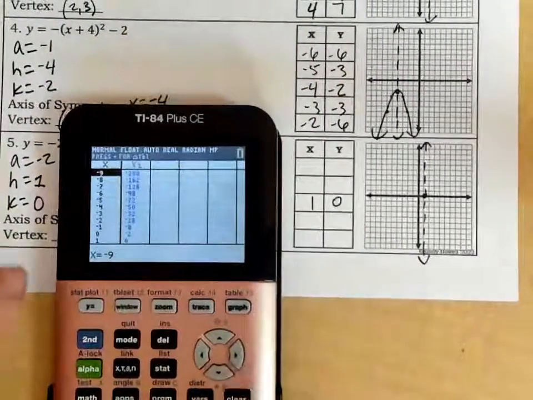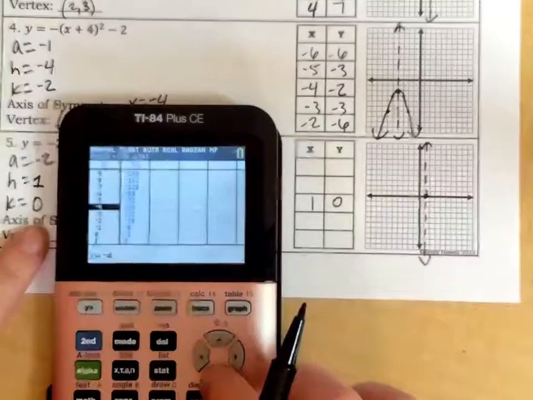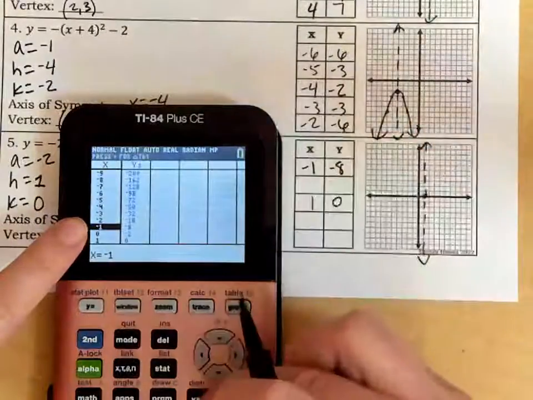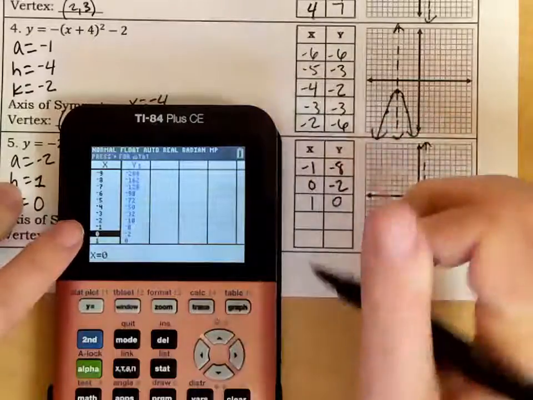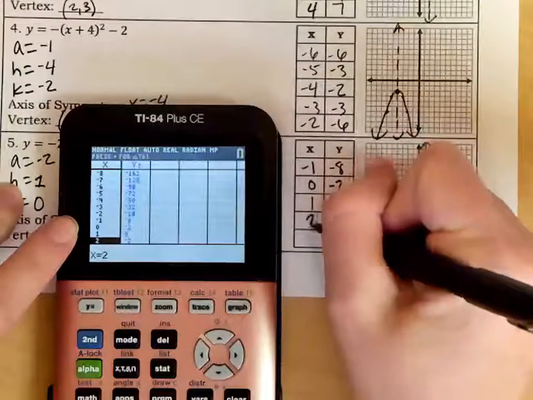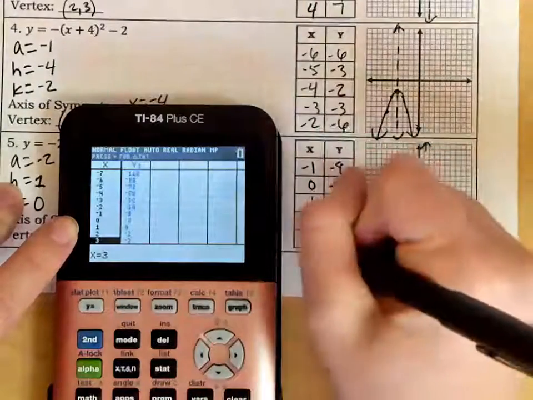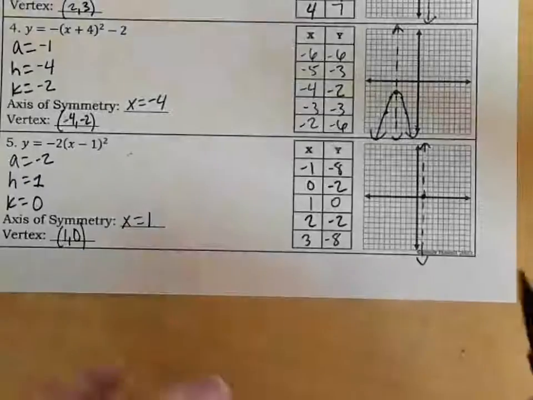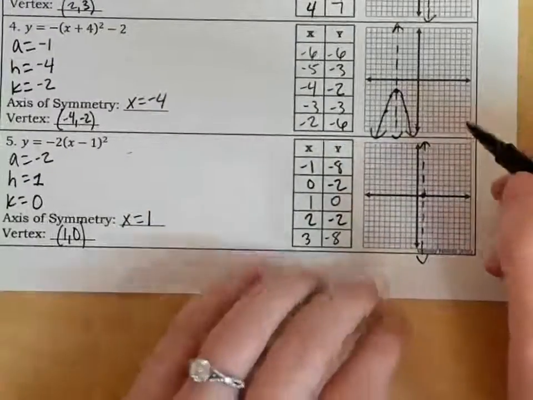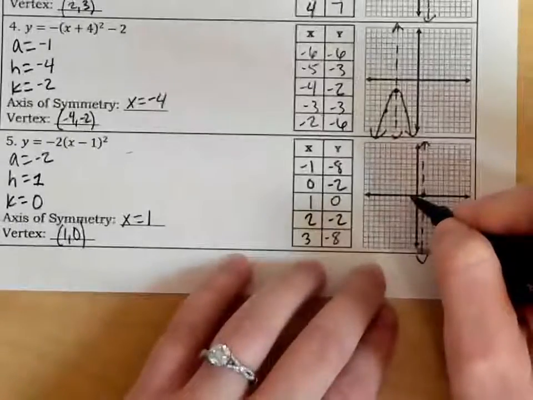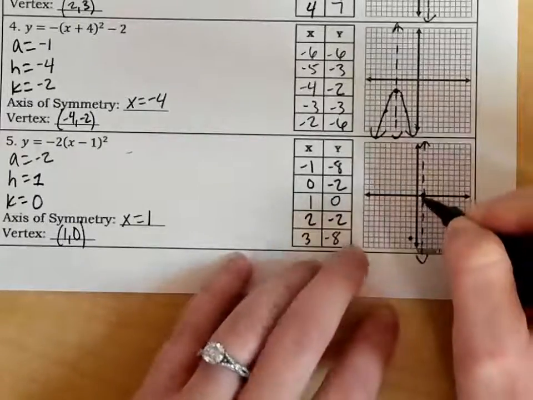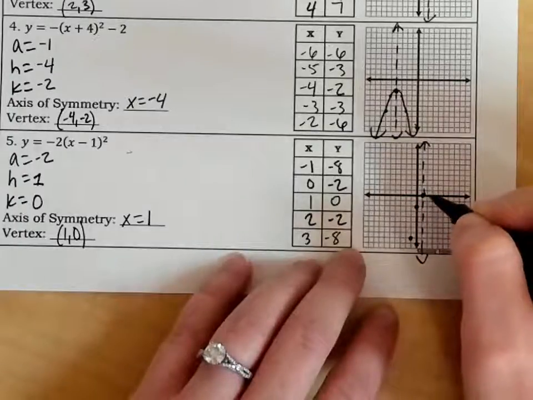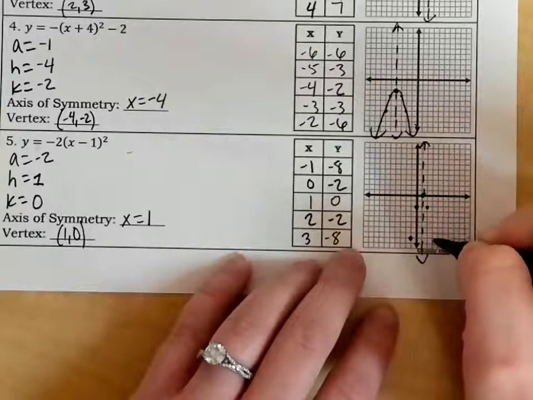And I have, let's see, I need a negative 1, negative 8; 0, negative 2; 1, 0; 2, negative 2; and 3, negative 8. So I'm going to go ahead and plot those points and finish out these example problems. So at negative 1, I should have a negative 8. At 0, I should have negative 2; 1, 0; 2, negative 2; and 3, negative 8.